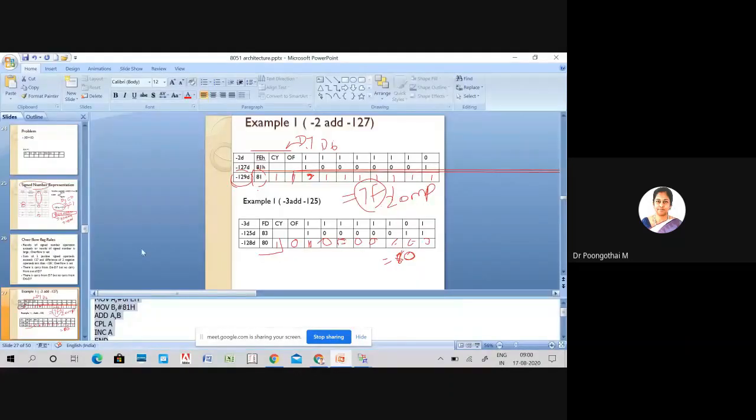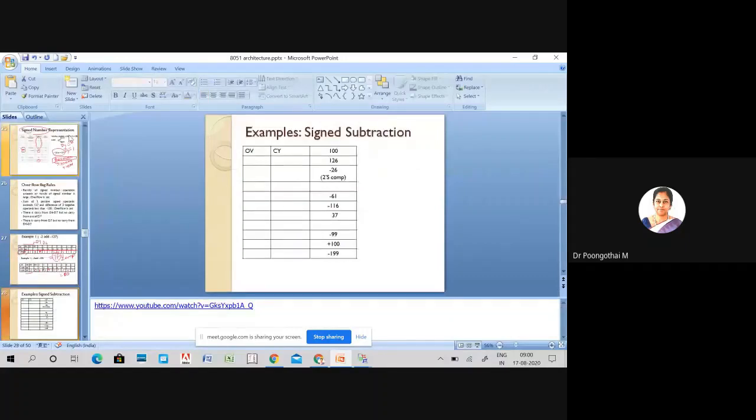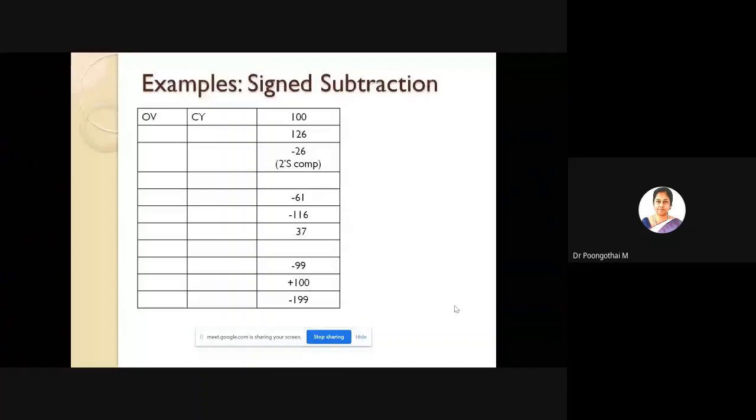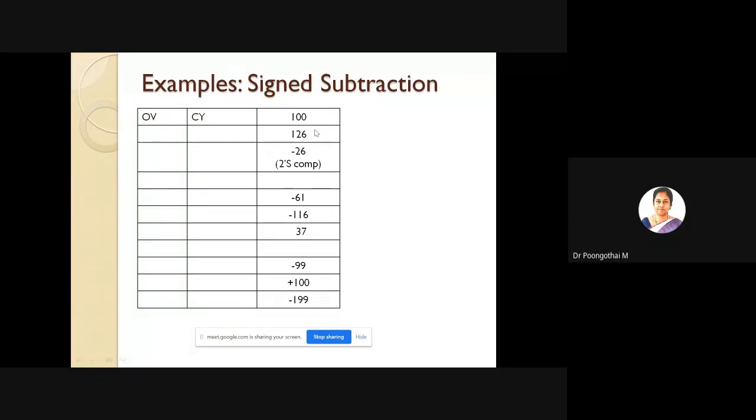So next. This is for signed addition. Next one is for signed subtraction. I have considered 3 examples. So let's look at the signed subtraction. I have considered 3 conditions here: subtracting 2 positive numbers, subtracting 2 negative numbers, and numbers of different signs. So first example, subtracting a positive number from another positive, that is 100 minus 126.